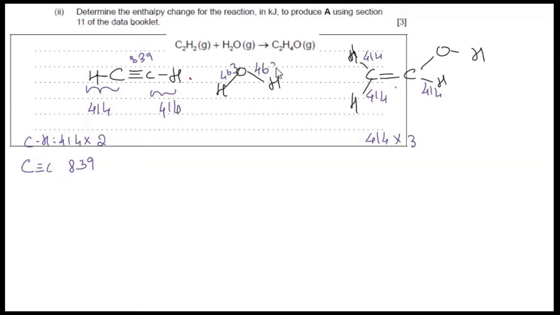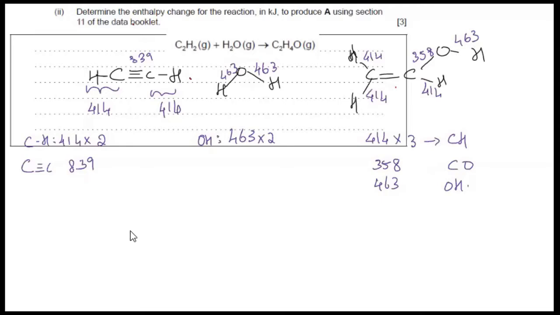This is also 463. So here we have 463 times 2. This is for the OH bond. Now coming to this side, we have the CO bond, which is nothing but 358. So this was the CH bond. Now 358 is for the CO bond. Then we have an OH bond at 463. So again, this is 463 for the OH bond.